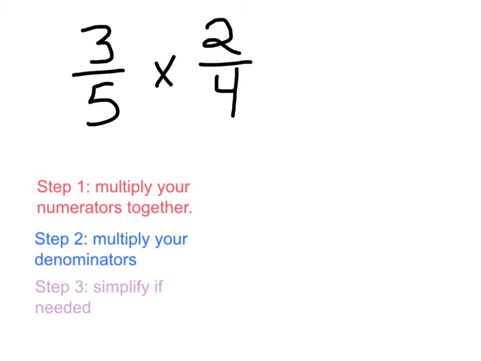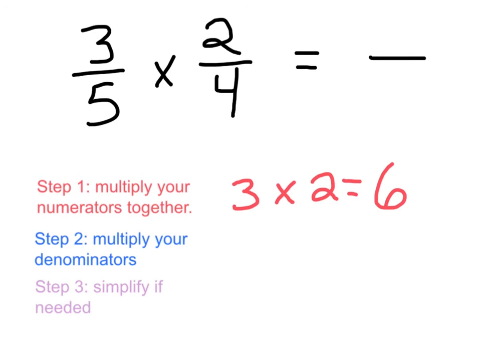Let's try it with a different problem. This problem has two fractions that are not unit fractions. So we're going to go ahead and follow those same steps when we're solving it. So I want to know what 3/5 times 2/4 equals. So I'm going to start with my step number 1. Multiply my numerators together. 3 times 2 equals 6. So I've got my numerator. And then my denominator says 5 times 4 equals 20.